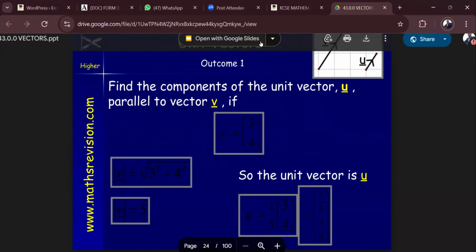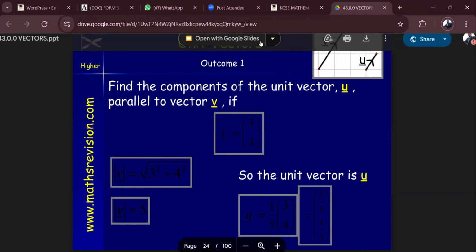You just bring in those i and j. i represents 1 unit on the x-axis, and j represents 1 unit on the y-axis. So if you're given a vector 4i plus 5j, it means you are moving 4 units on the x-axis and 5 units on the y-axis. It's just the same thing.